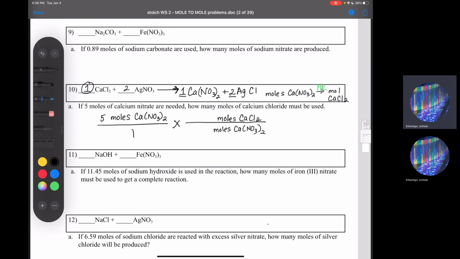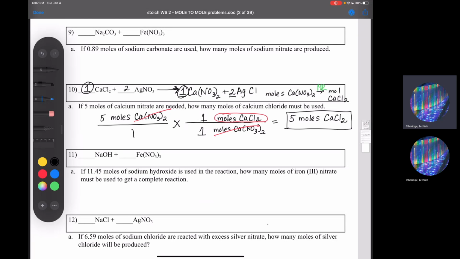You have a coefficient of 1. Oh, and a coefficient of 1. So this question is a lot simpler than it should be. Okay, so you have a 1-to-1 relationship. So guess what? Your moles are equal. So if you have 5 moles of calcium nitrate, you have 5 moles of calcium chloride. Okay? Make sure that your units cancel, and they do, and you're left with what you're supposed to be left with, and that is your answer.